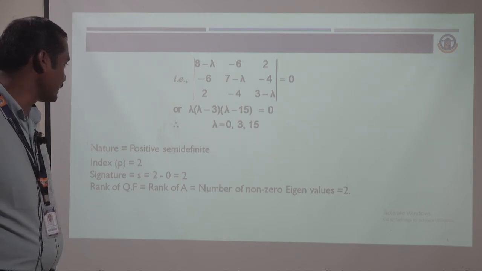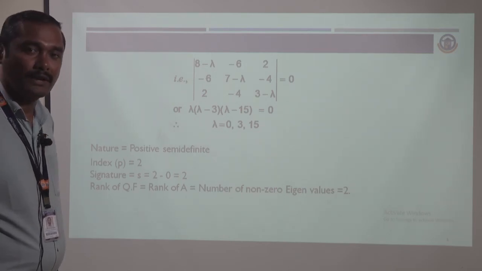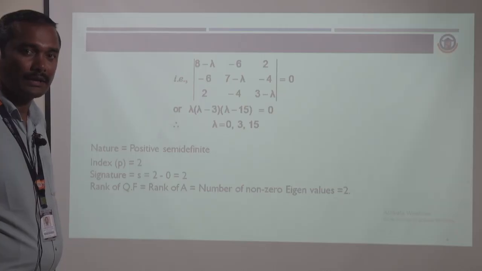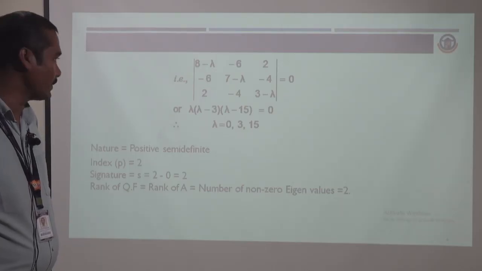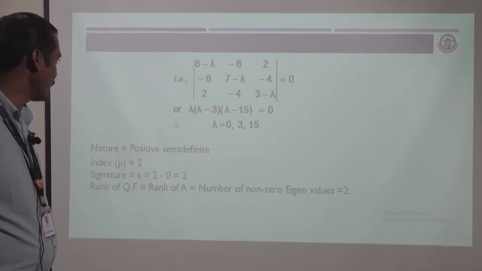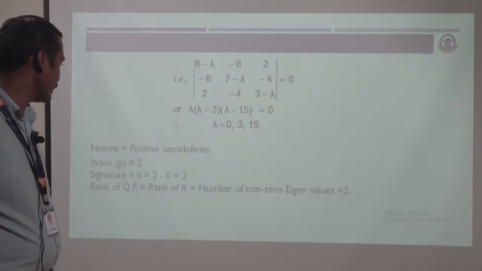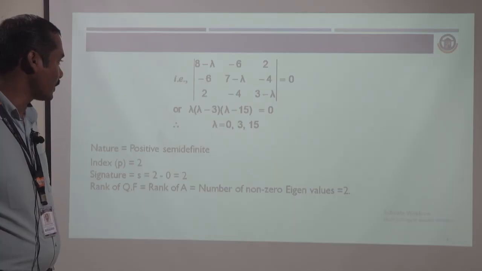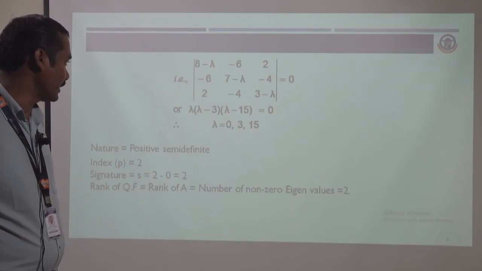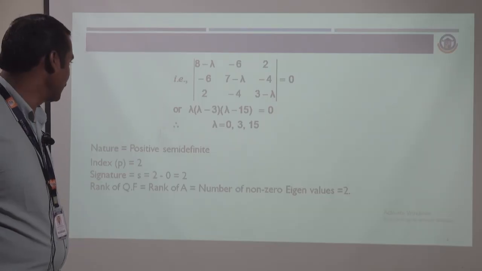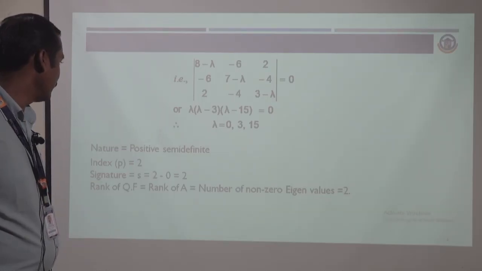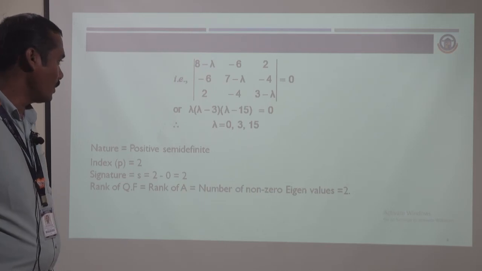Then the signature S. S is the difference between the number of positive eigenvalues and the number of negative eigenvalues. Here there are 2 positive eigenvalues and no negative eigenvalues, so the difference is 2. Then the rank of the quadratic form, which is equal to the rank of A, is the number of non-zero eigenvalues of A. Here the number of non-zero eigenvalues is 2. So P, S and rank are all equal to 2.